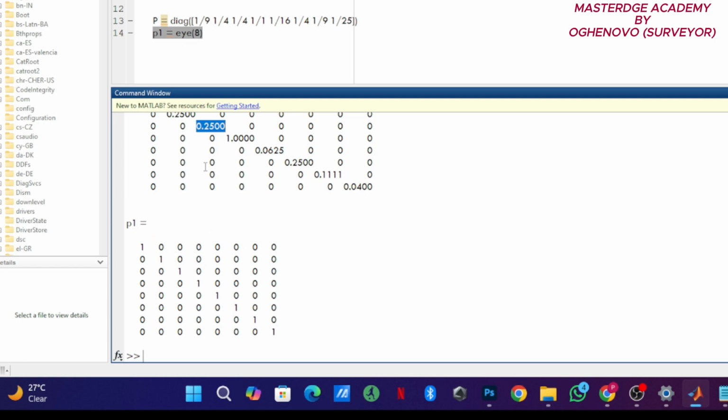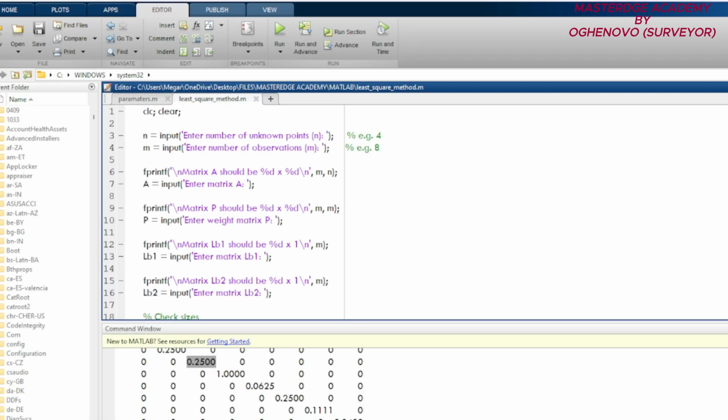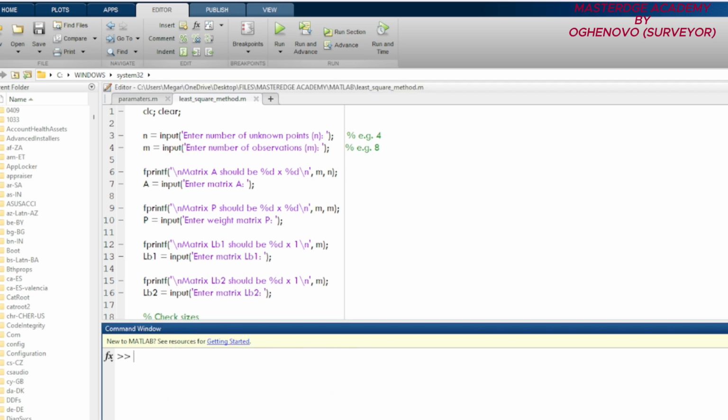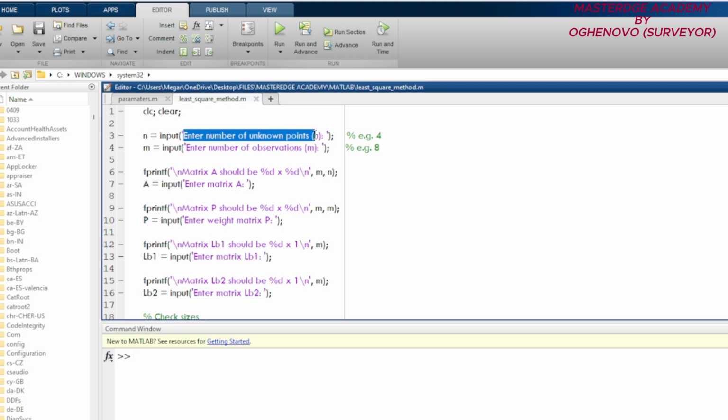You understand? So alright, since I've explained my parameters, now let's go to the formula, the code. Alright, so let's go to code. I can clear my command window. Now remember I said this code can adjust itself no matter what number of unknown points you have. So this code here is telling us n is how to input the number of unknown points, and the number of observations, that is our n, number of observations is our m, that is our column and our row.